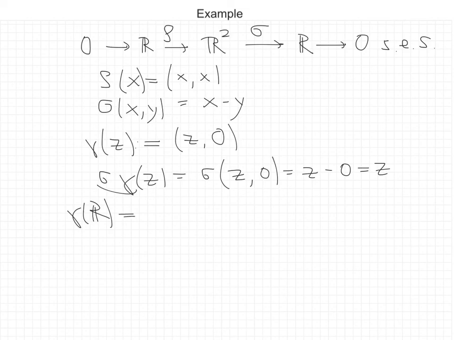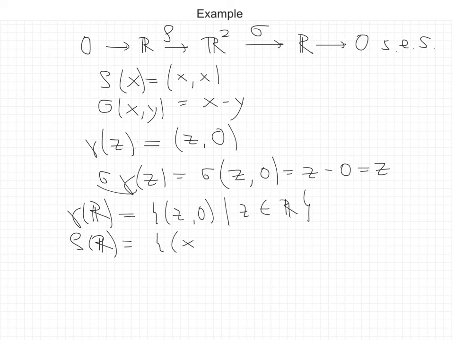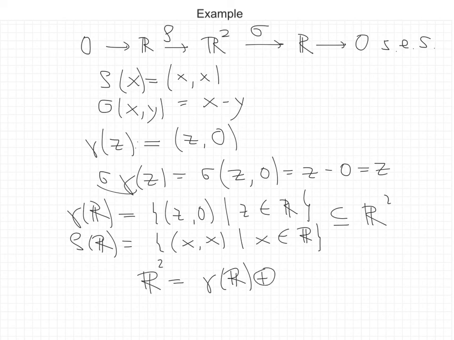Now what is gamma of R? Gamma of R is a certain subspace of R2. That's the set of all z comma 0, where z is real. And what is rho of R? That is the set of all x comma x, where x is real. So these are both subvector spaces of R2, and our theorem tells us that R2 equals gamma of R plus rho of R.